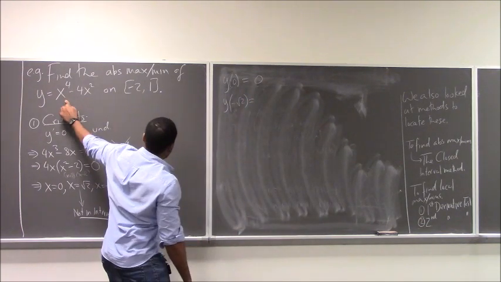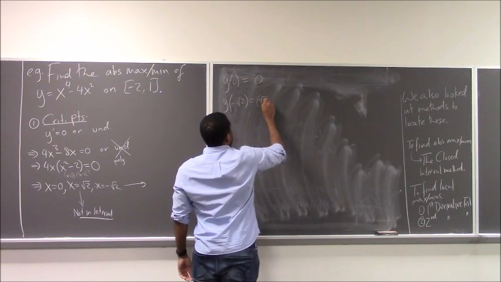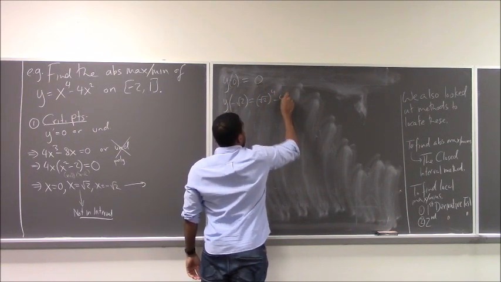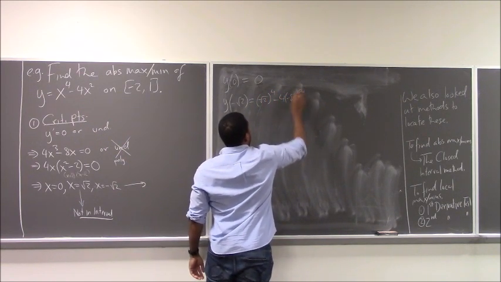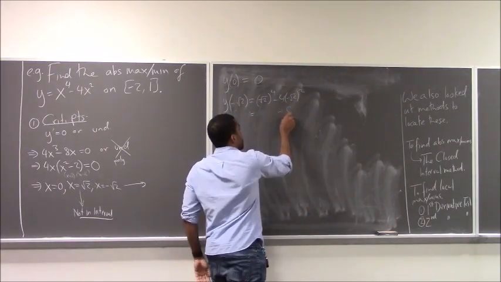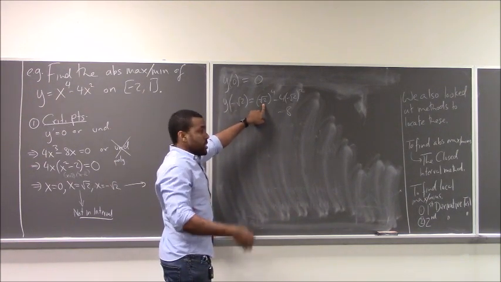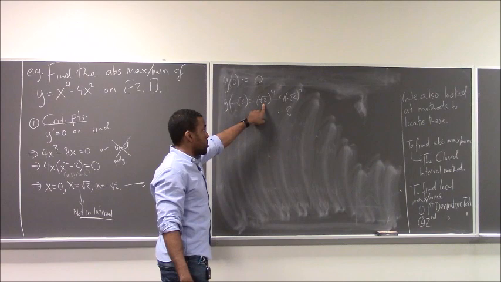So I plug in minus radical 2 into here, and what do I get? Well, radical 2 squared is 2. That gives me 8. So radical 2 squared is 2, and then you square that again. That brings it to the 4th power, so that gives you 4.